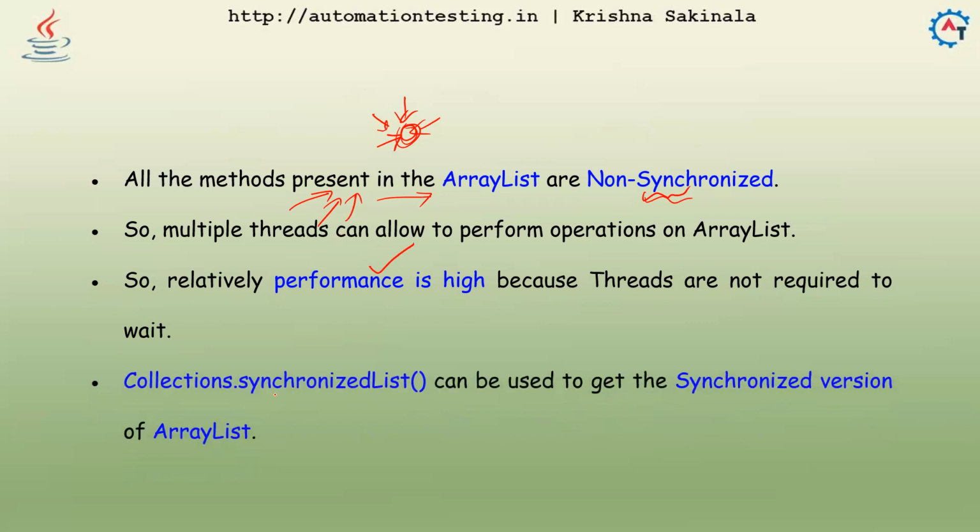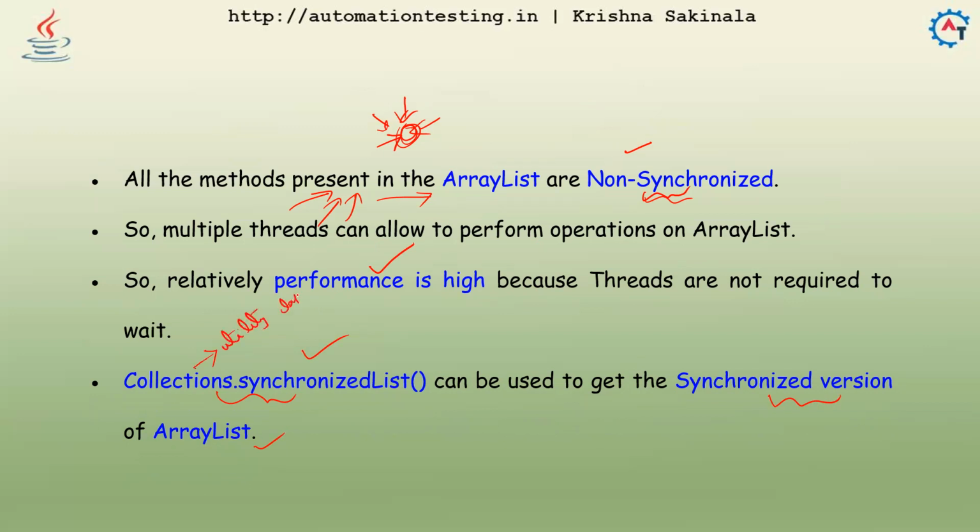So Collections.synchronizedList can be used to get the synchronized version of ArrayList. All the methods of ArrayList are non-synchronized, so it is a non-synchronized class. If you want to convert this non-synchronized class to a synchronized version, then, as we already discussed in one of our previous videos, Collections is a utility class.